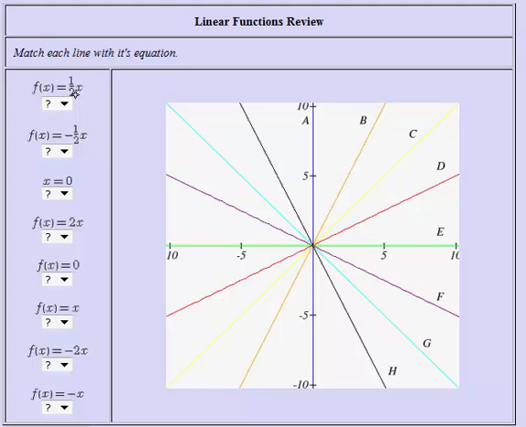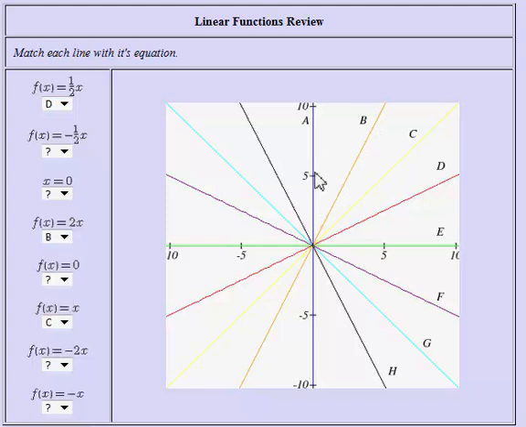So choosing between a slope of 1/2, a slope of 1, and a slope of 2, the slope of 1/2 is the smallest slope, so that would be matched with line D because it's the least steep of the three lines that have positive slope. Then this equation with the slope of 1 would match line C, and this equation that has a slope of 2 would match B because B has the greatest of the three positive slopes.